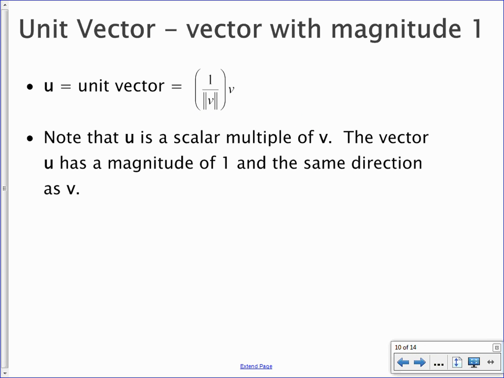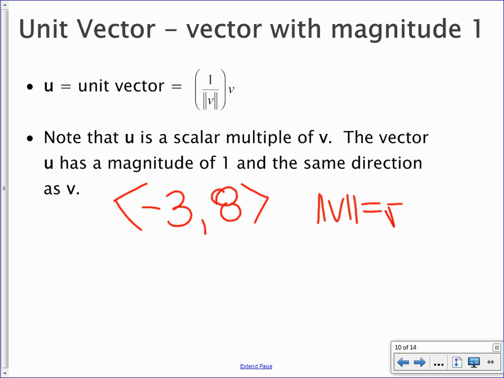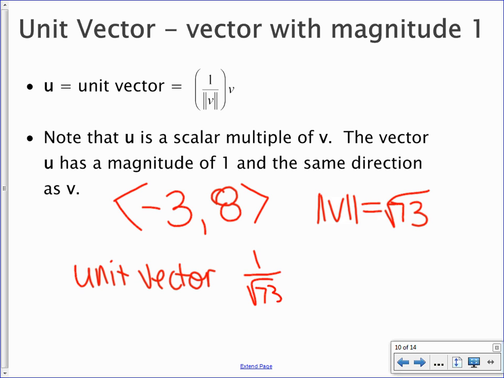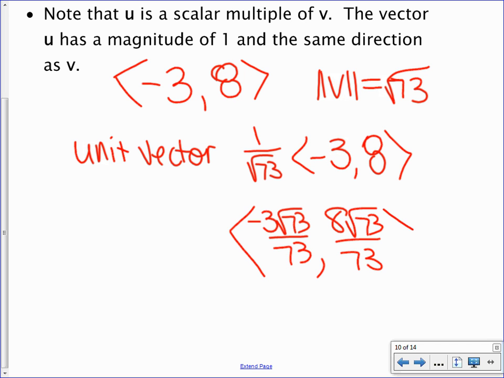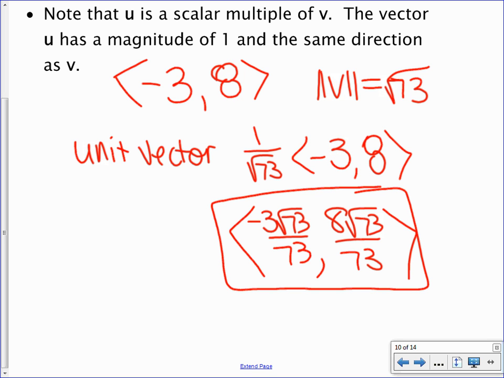So let's go back to our vector, negative 3, 8. What was the magnitude of negative 3, 8? Its magnitude was radical 73. So our unit vector is going to be 1 over radical 73 times negative 3, 8. Which means we have negative 3 radical 73 over 73 and 8 radical 73 over 73. There's our unit vector. It has the same direction as negative 3, 8, but it has magnitude 1.